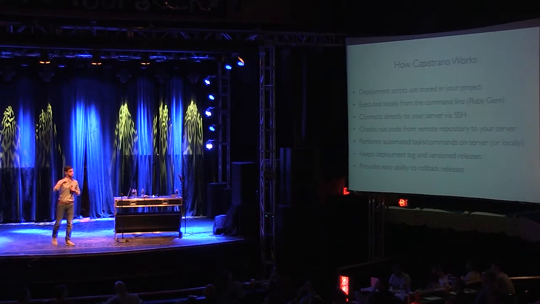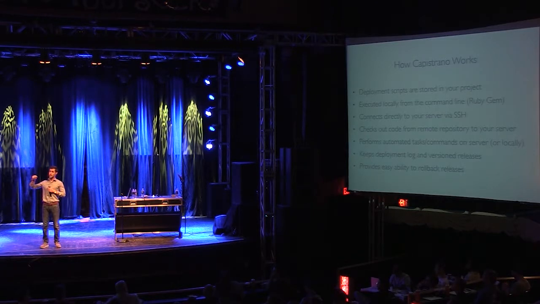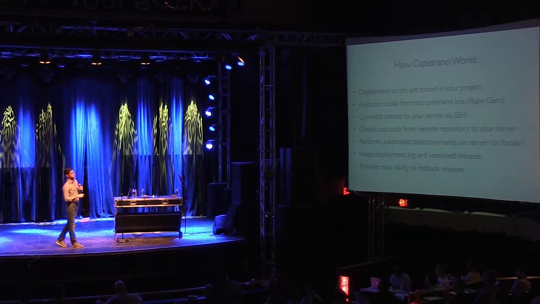Capistrano is, and I'm kind of jumping a little bit around in this order, but it's executed from your local computer through command line. So it's a command line utility. It's actually a Ruby gem that you install. And it creates scripts that you configure and basically say, when I run a deployment, I want it to do these specific things. The great thing about that is that those scripts are stored in your project.